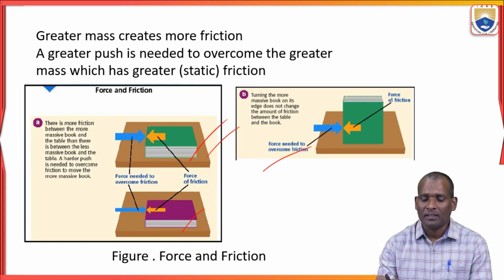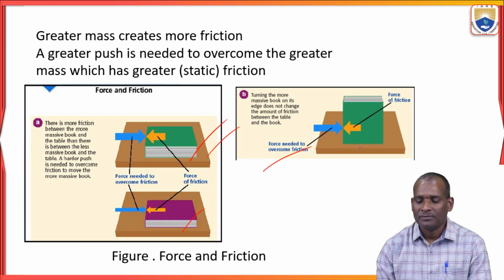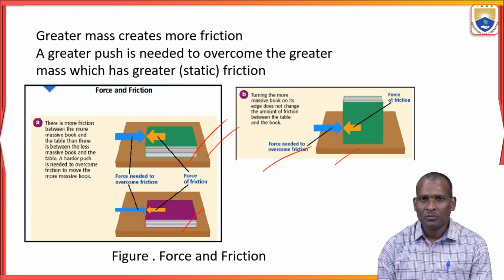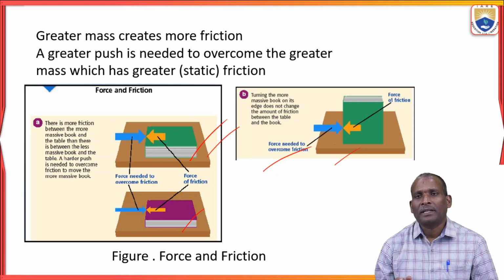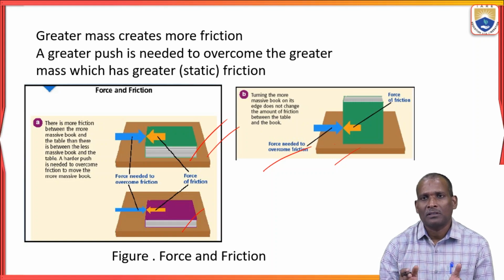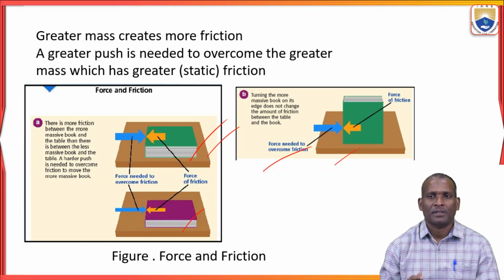Here in this diagram, turning the more massive book on its edge does not change the amount of friction. If you turn the book like this, the force of friction and the force needed to overcome the friction are the same. There is no change in the force needed to overcome the friction. It depends upon the body mass. That's why greater mass creates more friction.